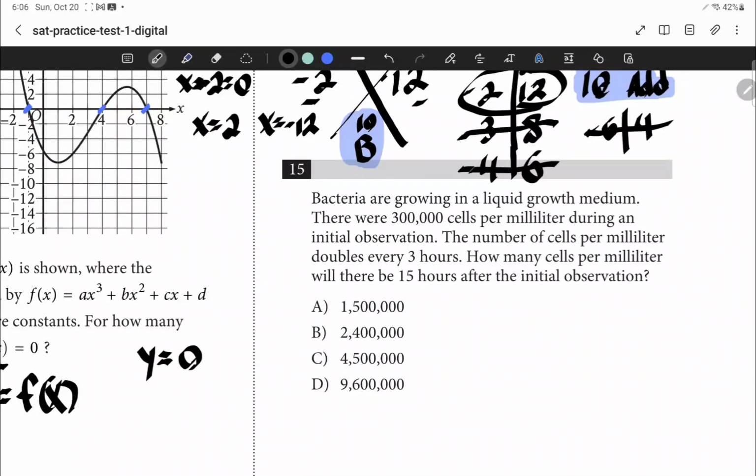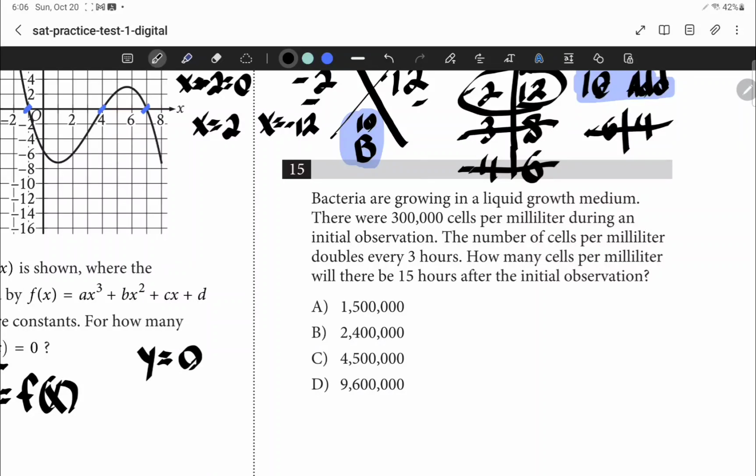So bacteria are growing in liquid growth medium. There are 300,000 cells per milliliter. Doing an initial observation, the number of cells per milliliter doubles every 3 hours. How many? Okay, so this is like an exponential one. How many cells per milliliter will there be in 15 hours?